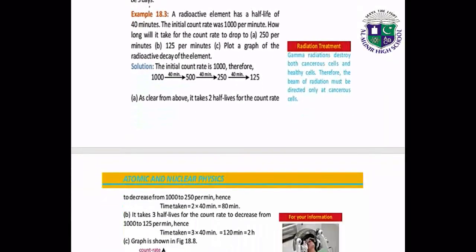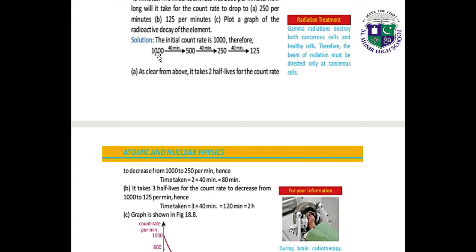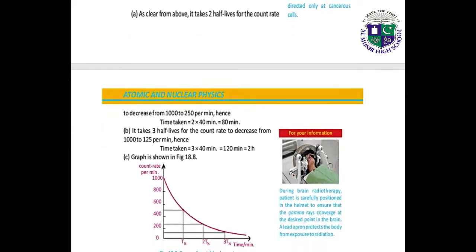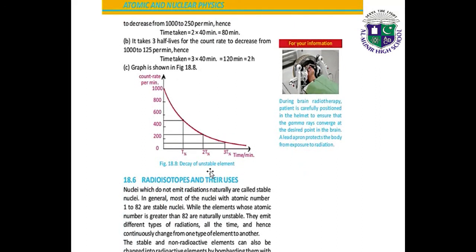So the initial count rate is 1000. In 40 minutes it is 500. In the next 40 minutes it will be 250. In the next 40 minutes it will be 125. So here we have the graph. This shows the decay of the unstable element from 1000 to 0. It takes 3 half-lives for the count rate to decrease from 1000 to 125 per minute. Hence, when we multiply 3 by 40, we get 120 minutes, which is 2 hours.